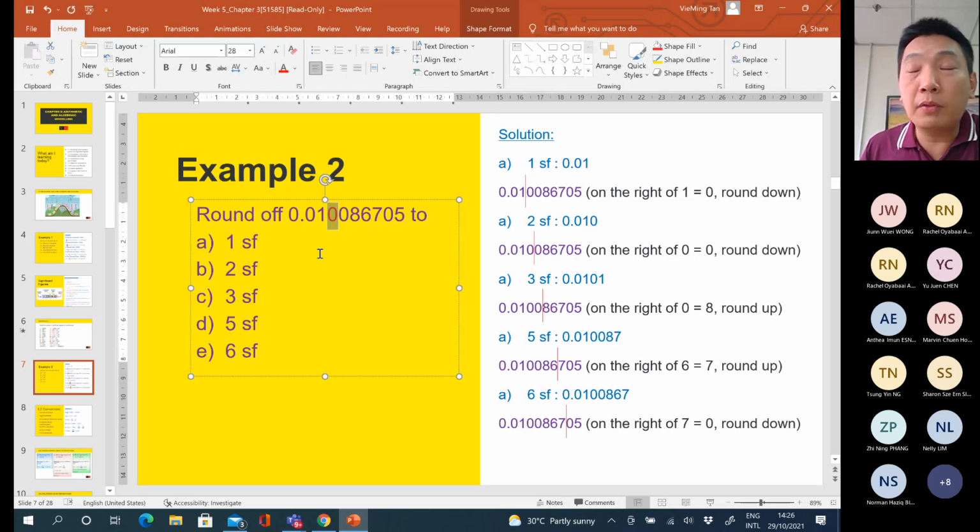Now we have to decide whether we want to round up or round down. That means we need to check the neighbor on the right hand side. The neighbor is 0. 0 means less than 5. So that means we have to round down. Round down means we remove the digits on the right hand side after the second significant figure. So the answer is 0.010.